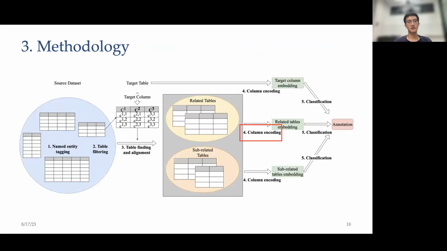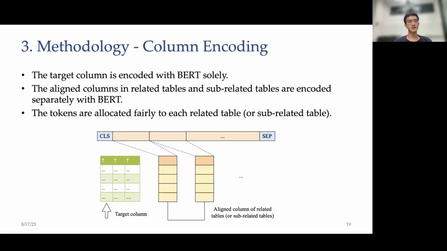Then we introduce how to perform column encoding. We encode the target column, and aligned columns in the related and the subrelated table separately with BERT. The encoding of the target column is normal. The cells in the columns are concatenated, tokenized, and encoded by BERT. Note that the maximum input length of BERT is constrained to 512. We promote a fair allocation of the tokens to each aligned column in related tables or subrelated tables.